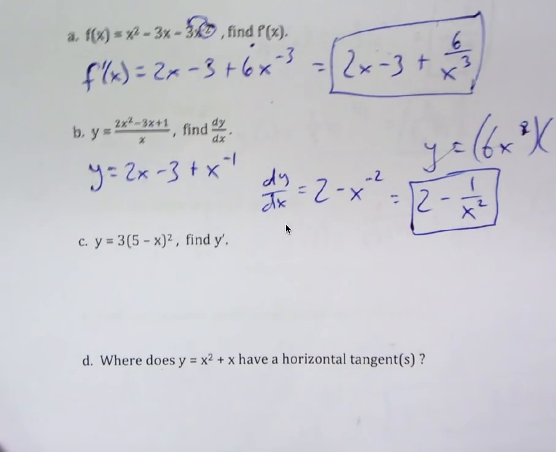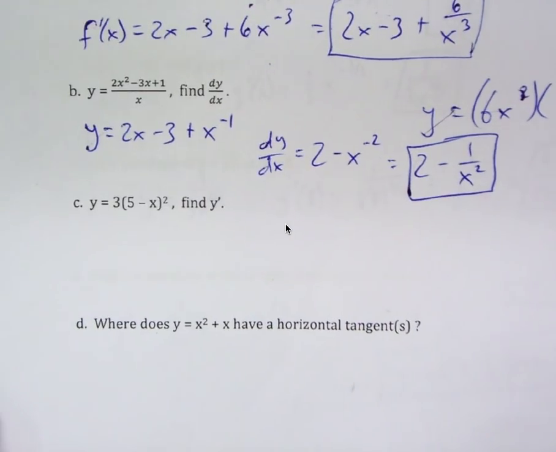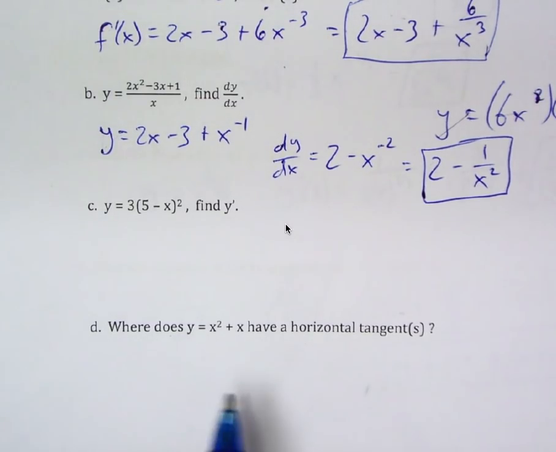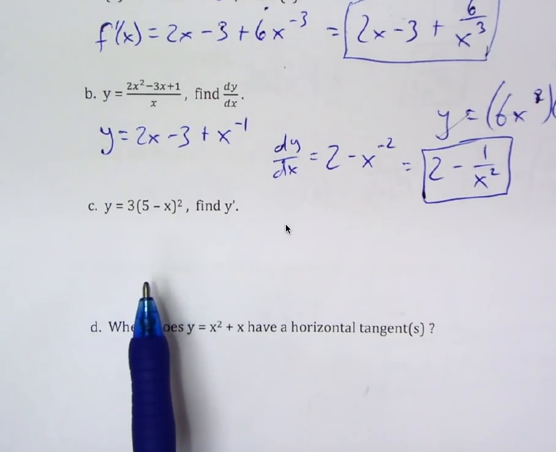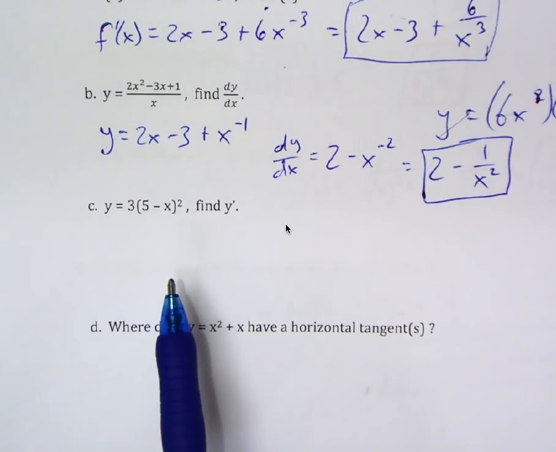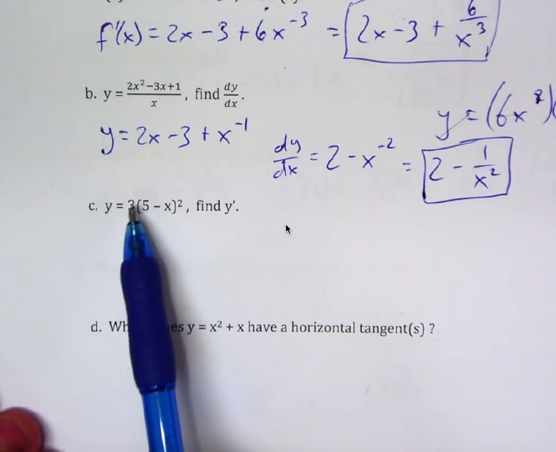Last two. C. Okay, they give you a function. y equals 3 times (5 minus x) quantity squared. Find y prime. So again, we don't have this set up in a way that we can use our power rule, if you will. I want to manipulate this. I want to go ahead and square 5 minus x.